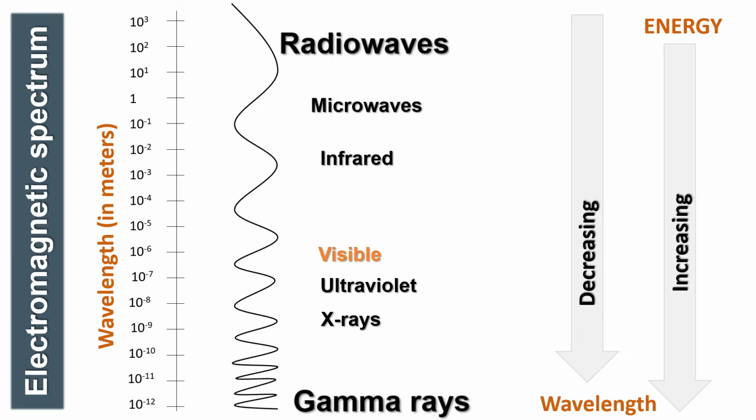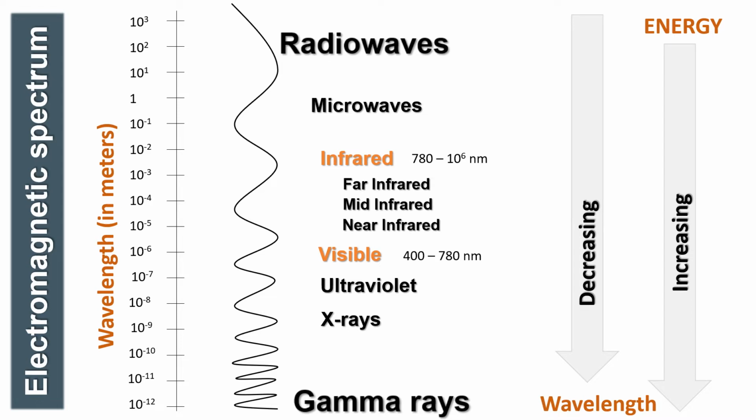In visible and near-infrared light, we are especially interested in the visible and infrared part of the spectrum. Visible light are those wave bands from 400 to 780 nanometers, whilst infrared light are the wave bands from 780 to 1 million nanometers, and it can be divided into the near, mid, and far infrared light. We're interested in the near-infrared radiation, which are those wave bands from 780 to 2500 nanometers.